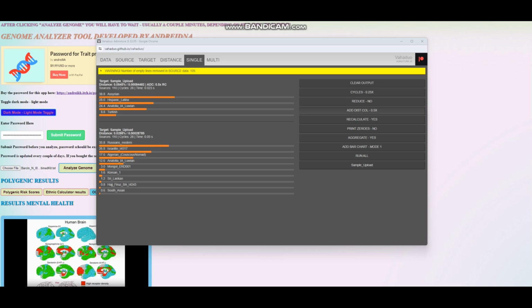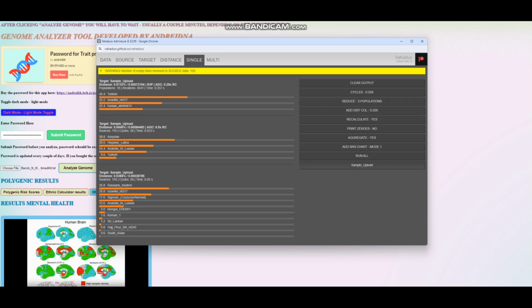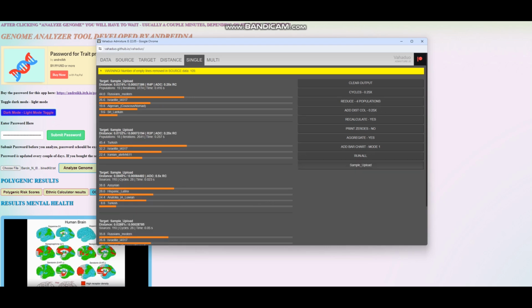Pretty atypical, I would say, for a Neolithic farmer, even with my calculator. What if we set distance column to 0.25 and reduce it to 3? This way, she's getting modeled as a mixture of Turkish plus Israelite plus Iranian. Well, it's just one Israelite sample. Interesting. Interesting. What if we reduce that to 4? Now it's Turkish, Israelite, Algerian.